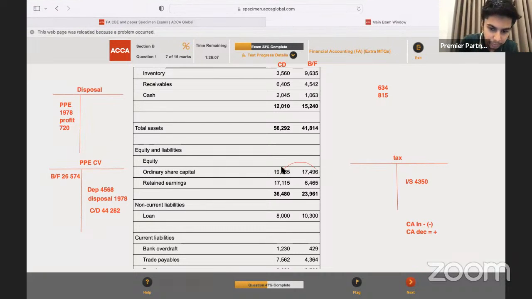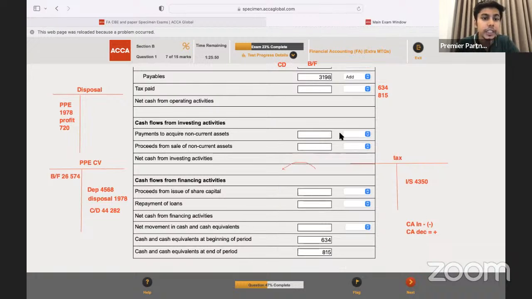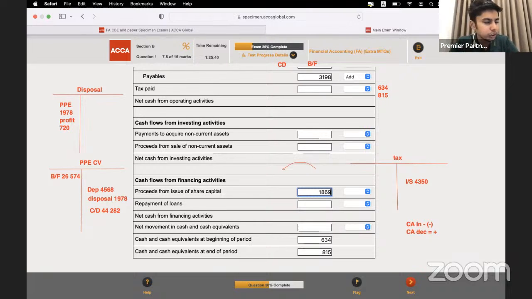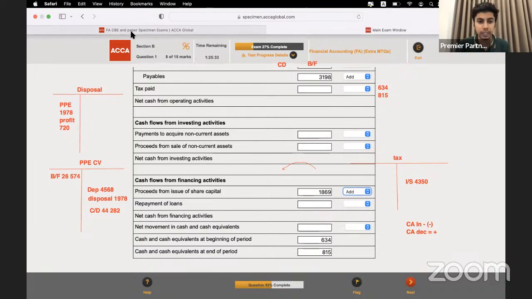So first of all, guys, from here to here, can you quickly see what's the difference that we have? 17,496 minus 19,365. We have a difference of 1,869. So 1,869 is, guys, what? Issuing of share. Issuing of share is a financing activity. Can you see here, guys? 1,869. Okay. Now, guys, remember, when you issue share, what happens? Money comes in. So therefore, the sign has to be add. When you issue shares, what happens? Money comes in.